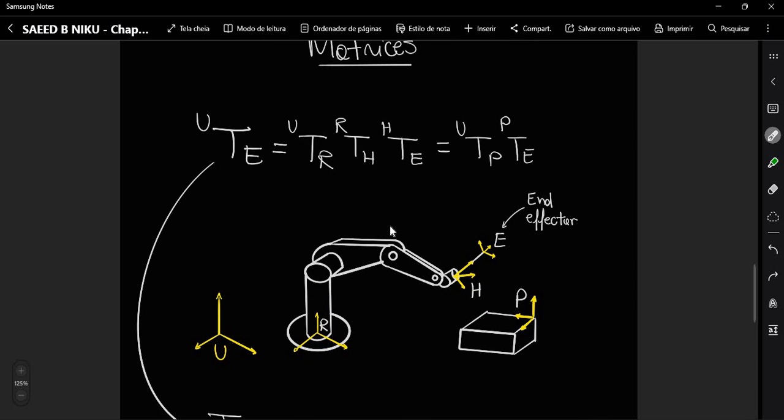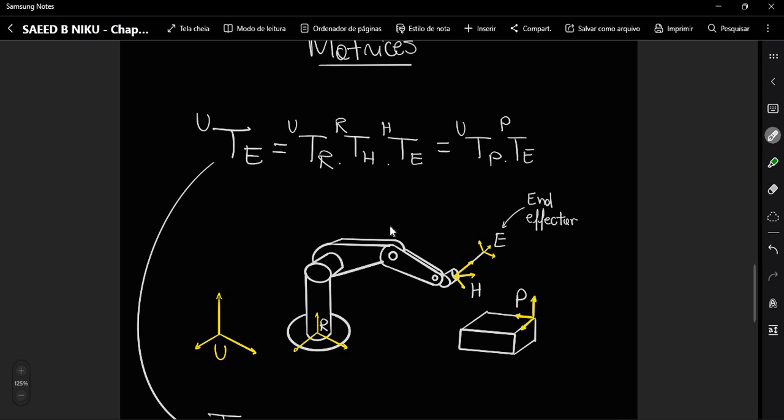So the transformation of the end effector in relation to a reference universe is equal to the transformation of the reference frame R in relation to a reference universe, times the transformation of the reference frame H in relation to the reference frame R, times the transformation of the reference frame A in relation to the reference frame H, which is equal to the transformation of the reference frame B in relation to a reference universe, times the transformation of the reference frame A in relation to the reference frame P.